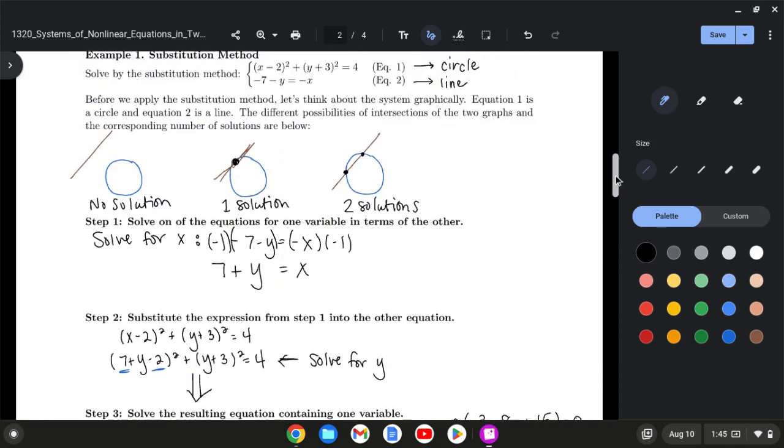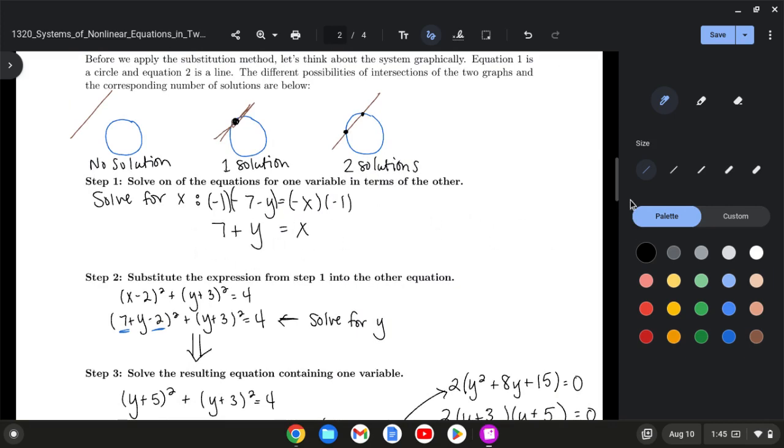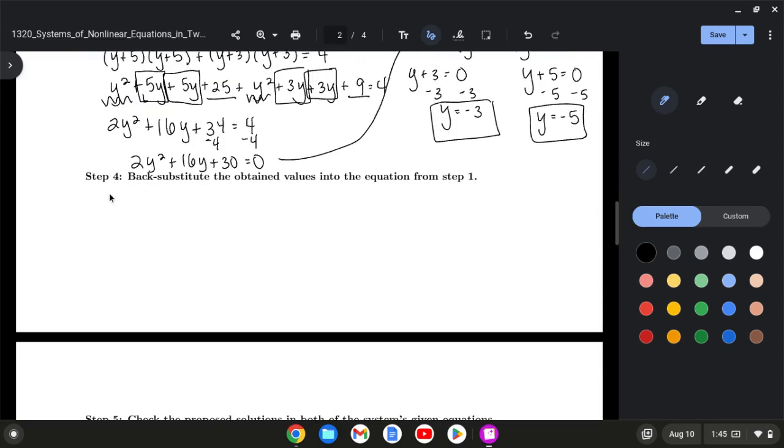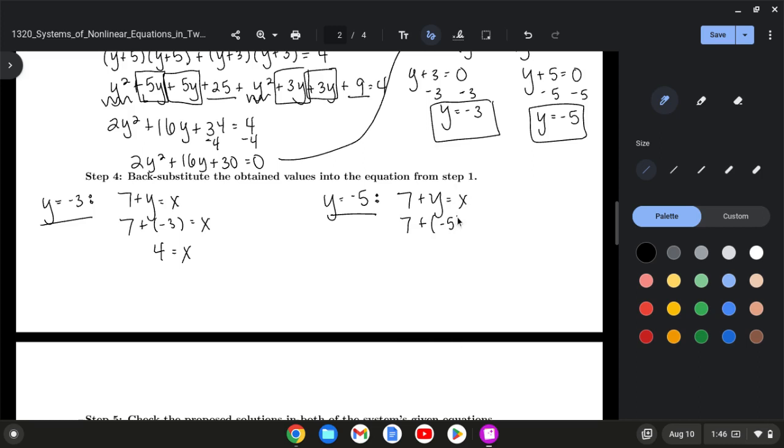So I'm going to use that equation that I found in step 1. So there's 7 plus y equals x. And I'm going to take turns plugging in the 2 values that we found for y. So first one was y equals negative 3. So substituting in negative 3 for y, 7 plus negative 3 is positive 4. And then if we have y equals negative 5 instead, we have 7 plus negative 5, which is going to equal 2.